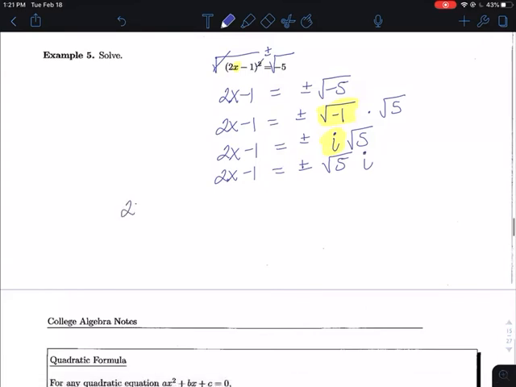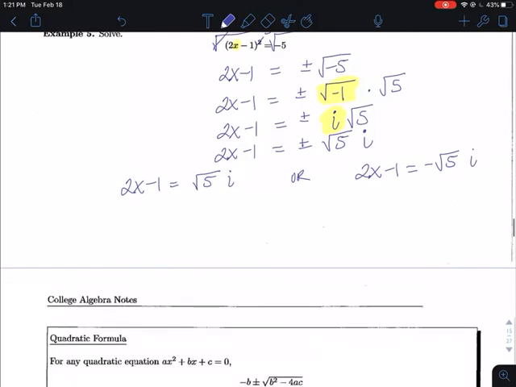And at this point, you want to set this equal to two different equations. You want to set apart two different equations. 2x minus 1 equals positive square root of 5i, or 2x minus 1 equals negative square root of 5i. Your goal is to get x by itself, so I'm going to add 1 to both sides.